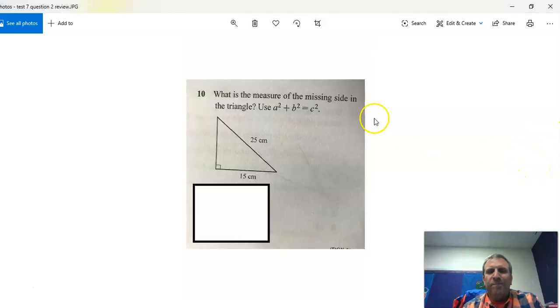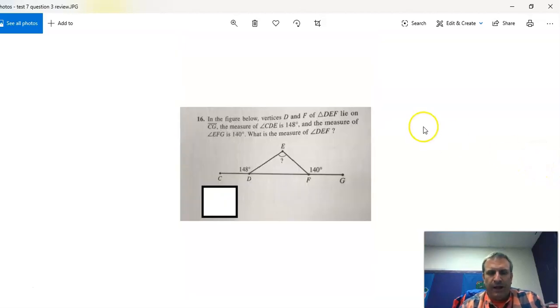All right, what is the measure of this side using our very handy a squared plus b squared equals c squared? A squared, we don't know what b squared is, equals c squared. Now we're trying to find the middle angle. So we have to go about it from two different ways to get this and to solve for that.